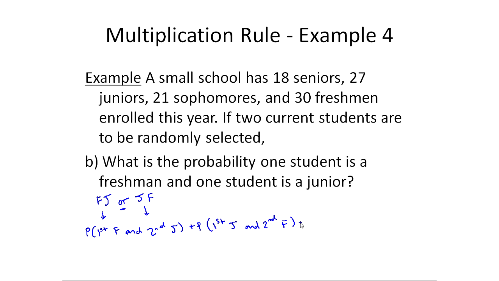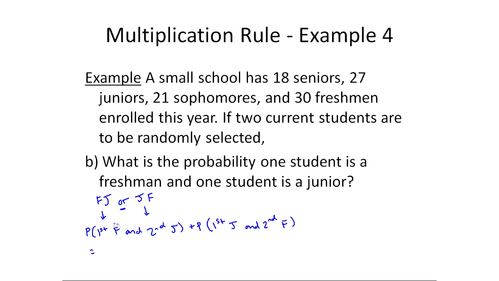Now, why don't I have to subtract, right? Because the or statement implies I should use the addition rule, which is plus and then minus the and event. But it's not possible for the first person to be a junior and a freshman, so they're mutually exclusive, meaning I can just add.